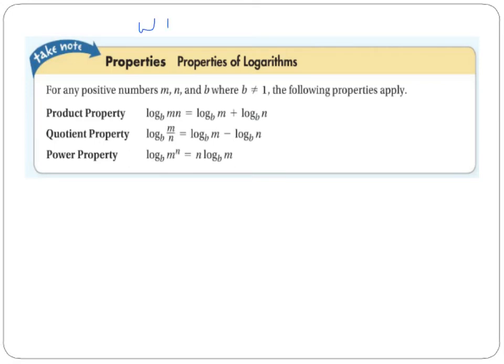I'll make sure to write this down because you are going to be using this as a reference. So when I have a product property, or if I want to expand, if two numbers are being multiplied, then I can expand it by adding. And you'll always have to make sure to write the same base.